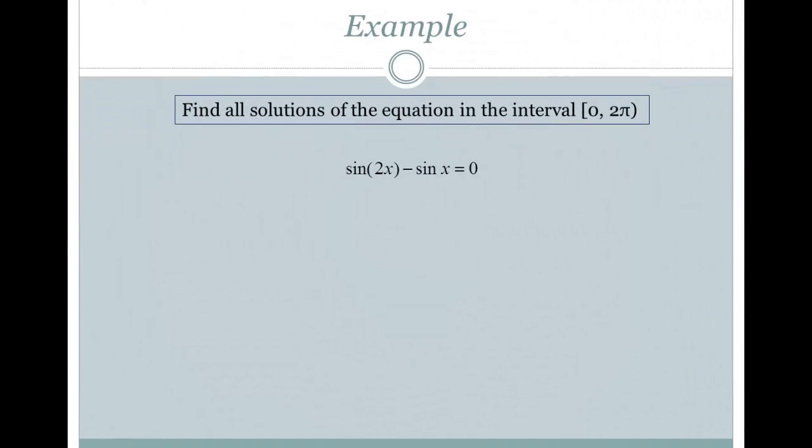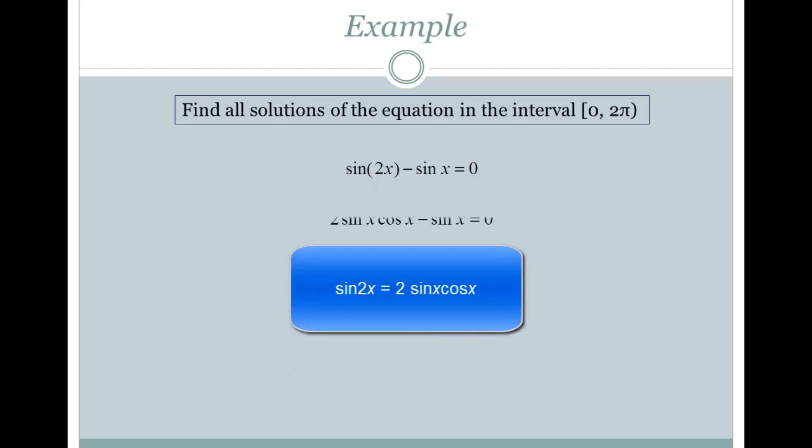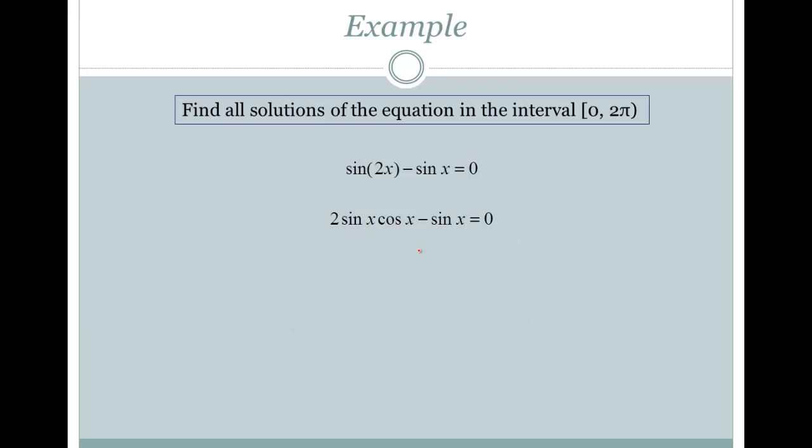Let's find all solutions to the equation on the interval 0 to 2 pi. Again, I want to start by simplifying this expression right here. I'm going to get 2 sine x cosine x using my double angle equation. At this point, I can factor out a sine of x. I'm left with this. And so again, I have two things multiplied together, and I get 0. So one of them must be 0, so sine x must equal 0, or cosine x is equal to a half.